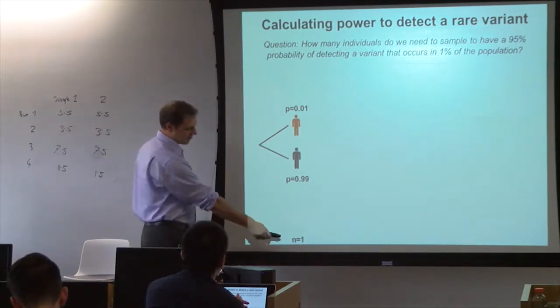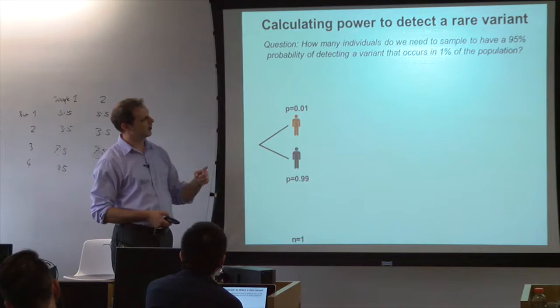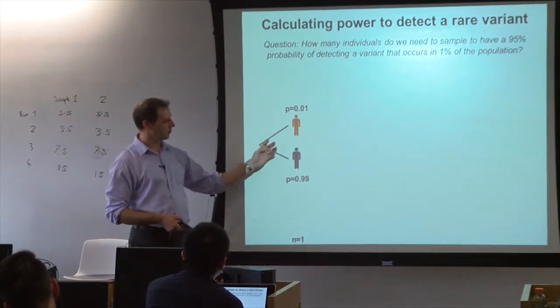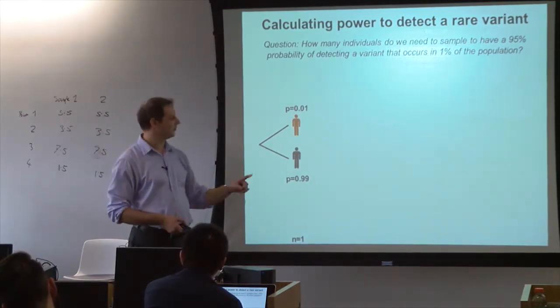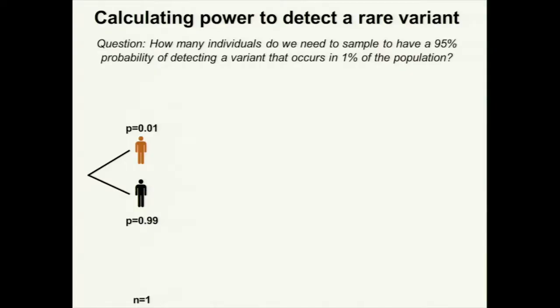So if we start out with just looking at one person, the answer is really obvious. If the variant occurs in 1% of people, if we look at one person, we have a 1% chance of seeing it. And the converse is we have a 99% chance of not seeing it. As you'll see, this is actually the more important part.